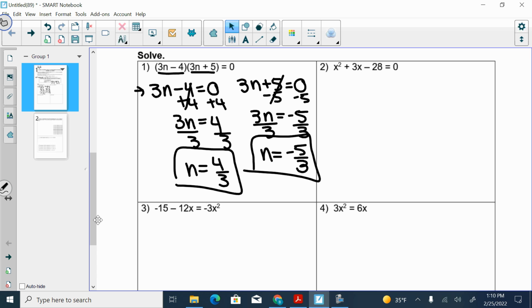All right. Let's do it again. Number 2. First step, make sure it's set equal to 0. Are we good there? Yes. Okay. Step 2 is to factor. Okay, this hasn't been factored yet. What do we look for first? Is there one? No. No GCF. Okay. So then what is my sum and my product?